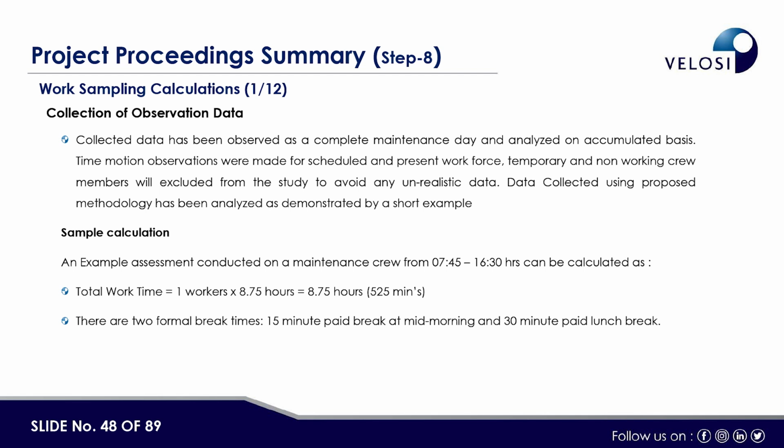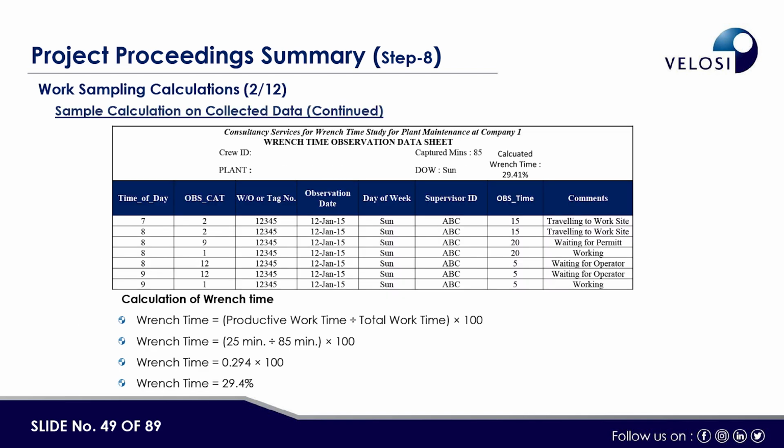There are two formal breaks, a 15 minute paid break at mid morning and a 30 minute paid break for lunch. So now if we see this, if we multiply total wrench time, let's assume 25 minutes divided by 85 minutes of total, then wrench time is calculated as 0.294 into 100, which is 29.4%. So in this way, by having traveling to work site, waiting for permit, working, waiting for operator, all these minutes are summed up and the ratio is calculated.